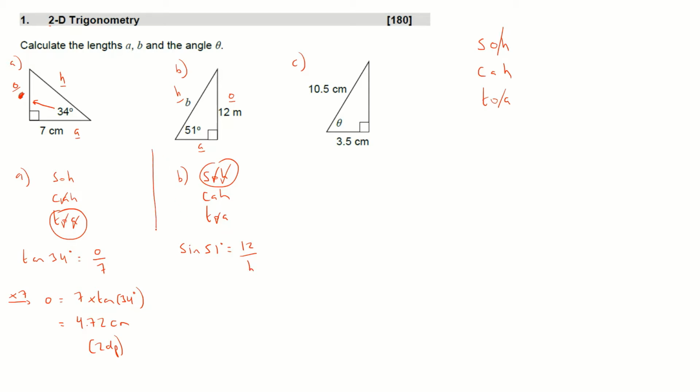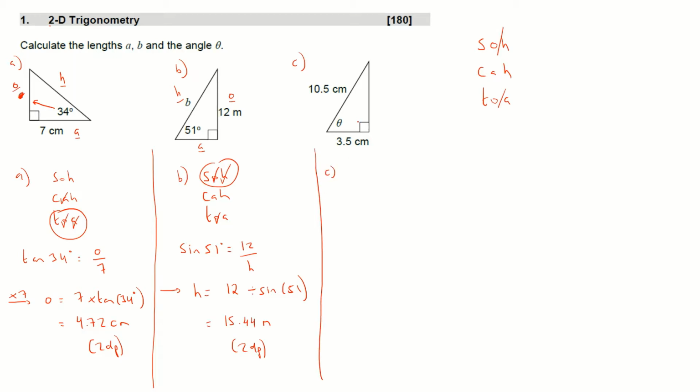Remember now, in this first example, the unknown was on top, so I multiplied. But if the unknown's on the bottom, you divide. So this one now, I'm going to get H is 12 divided by sine 51, close bracket, and I get 15.44. This time it's meters to 2 dp.